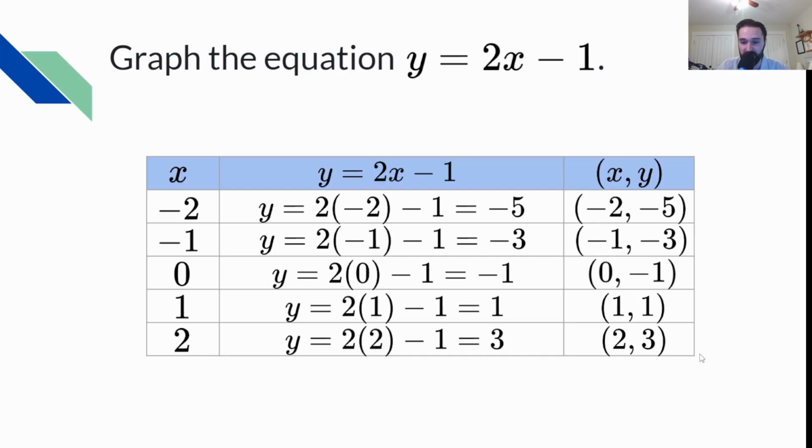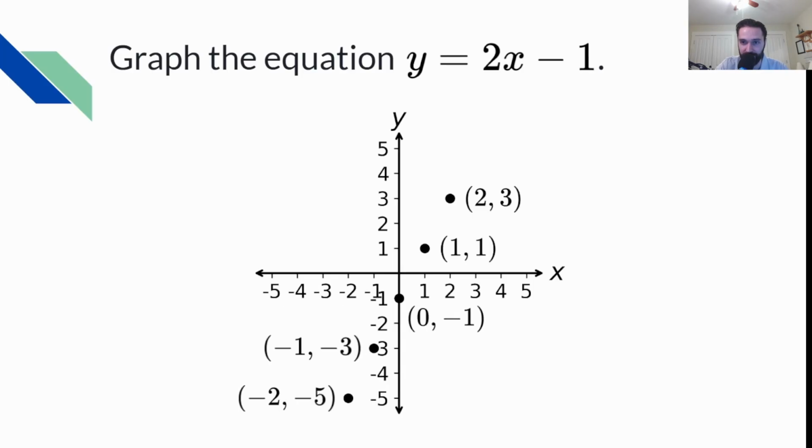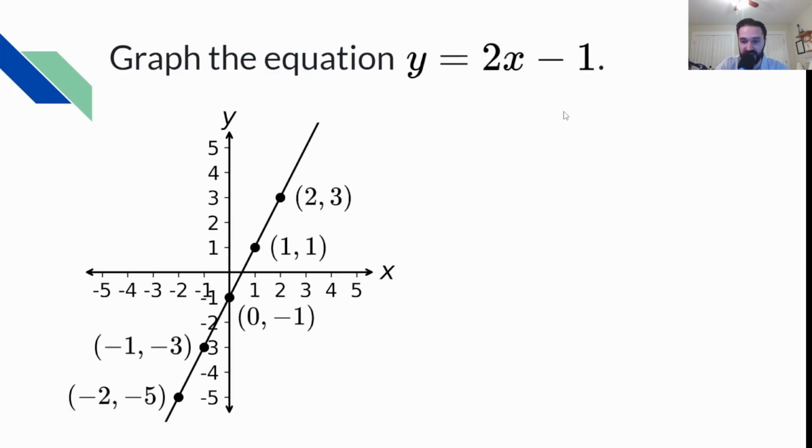Now I want to plot these and see what kind of picture shows up. Here are my 5 points. And when we connect the dots, we can see that we get a line. So the equation y equals 2x minus 1 is the equation of a line.